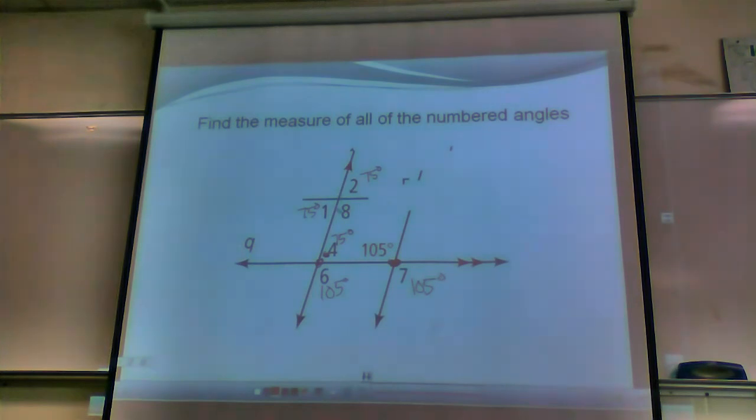And here's where the explanations could change. I could say these are vertical angles that are congruent, or someone could say these are corresponding angles that are congruent. Both are correct. It's a matter of how you choose to explain it. All right, measure of 8 is what? 5. And then the last two are what? Angle 5 is how much? 5.